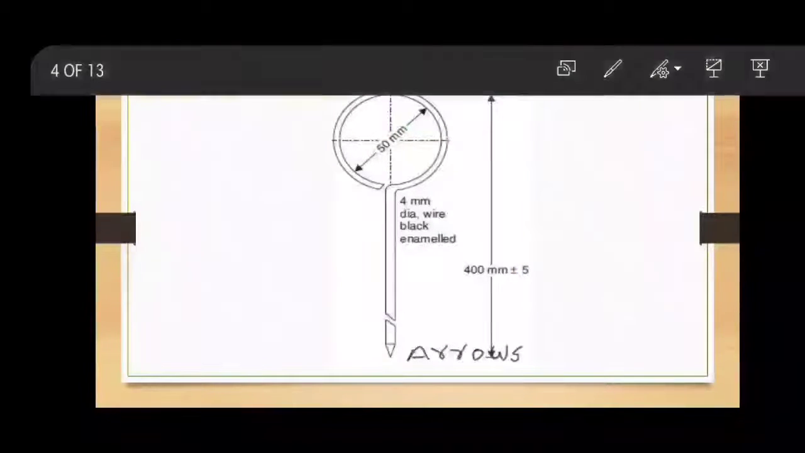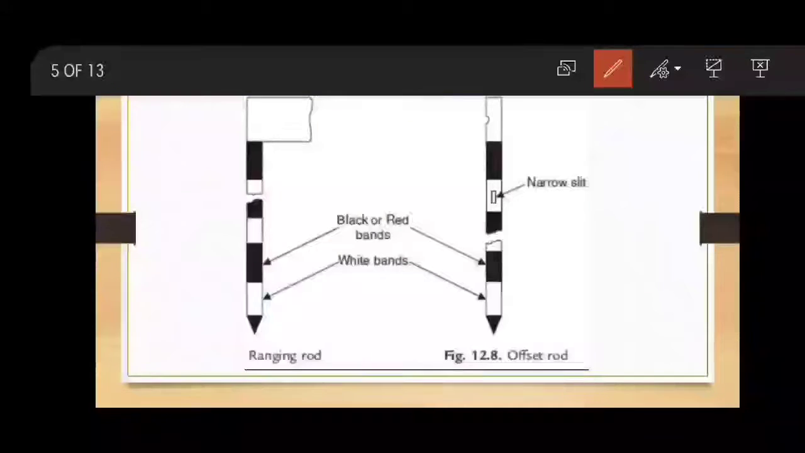This is an arrow, and you can see there is a pointed end for easy penetration into the field, and this is 4 mm thick, and the normal length is 15 mm. This is a ranging rod and offset rod. Generally these two are provided in black and white or red and white colors, and there is a colored flag present on the top of the ranging rod so that it can be easily seen from a far distance. Generally, ranging rods are used for ranging intermediate points.